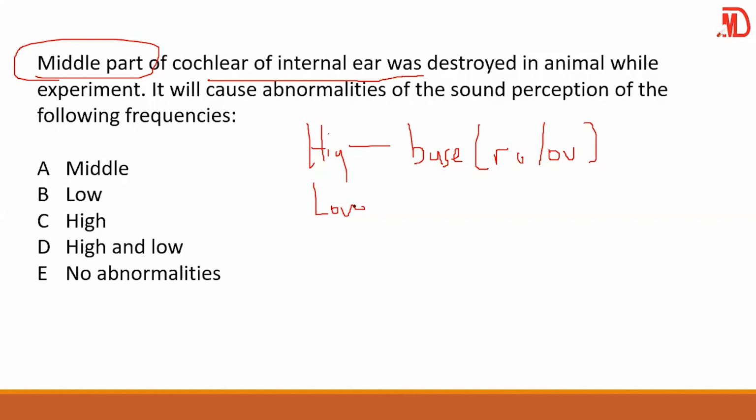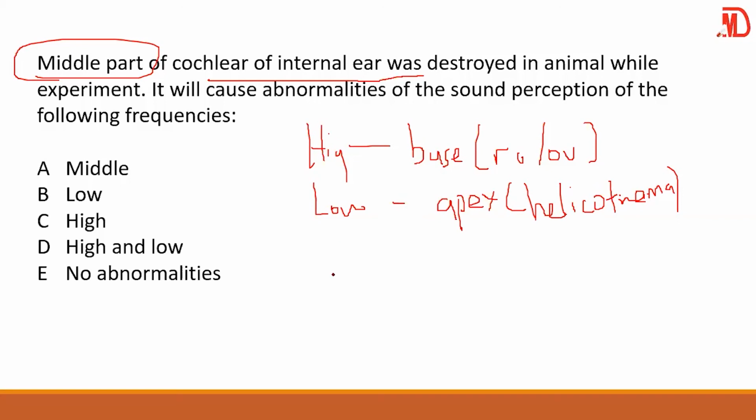For low frequency, we are looking at what? The helicotrema or the apex. Near the apex, also known as the helicotrema. Please, I'm taking my time because you're going to see questions on it plenty of times. Helicotrema for low, for high at the base or the oval window.